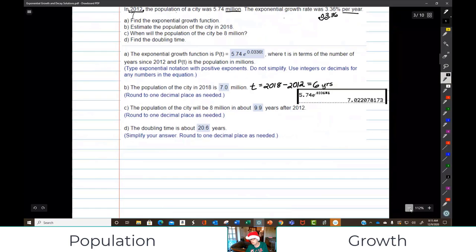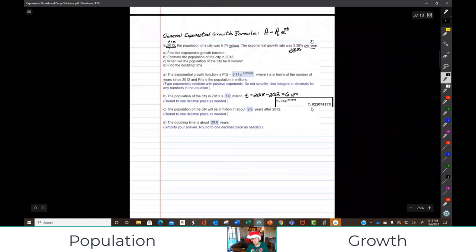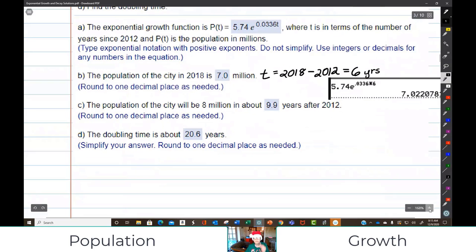And once we go down to 100%, see, it's going to be very readable. It's about the same size as the print right there. But we need it bigger for video. Okay, now, yeah. Round to one decimal place. So here is one decimal place. And the two will not cause the zero to round up to a one. So 7.0 million in 6 years. That's what the population should be if this is an accurate formula.